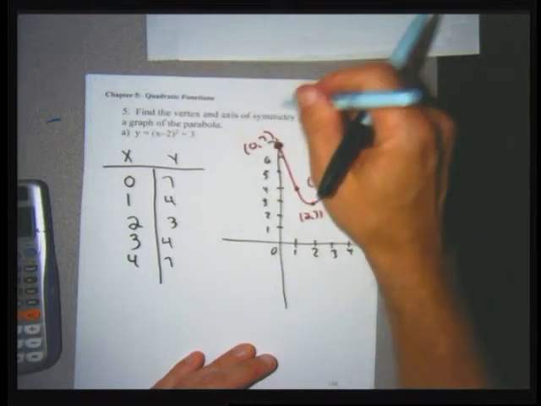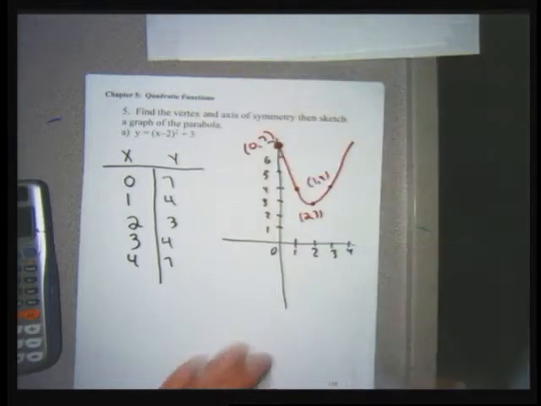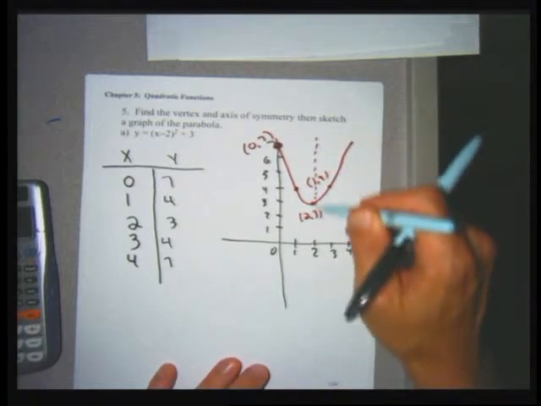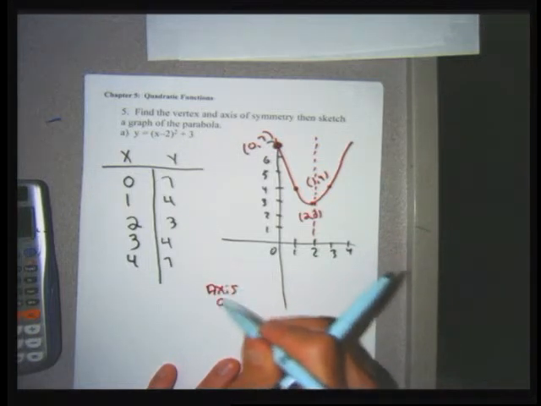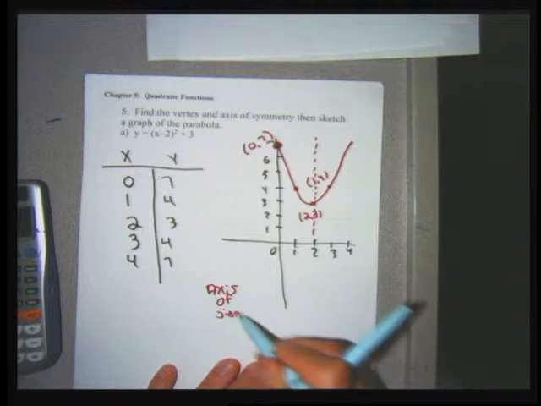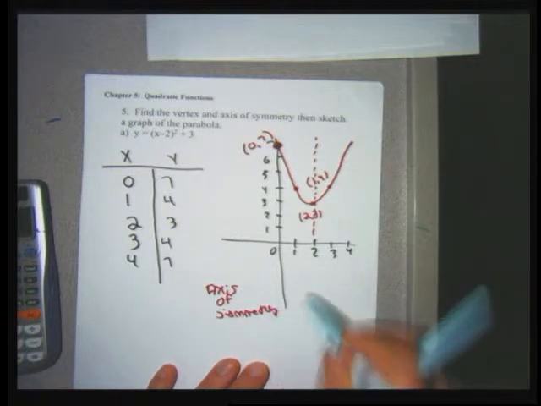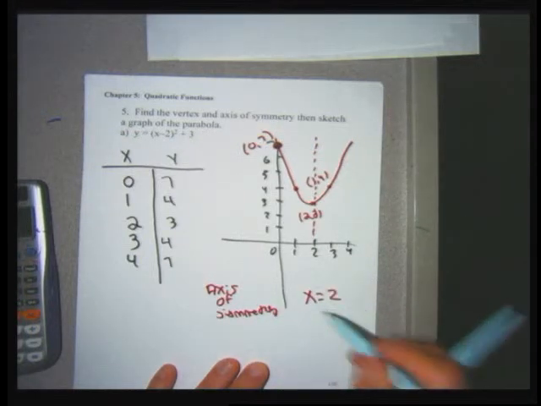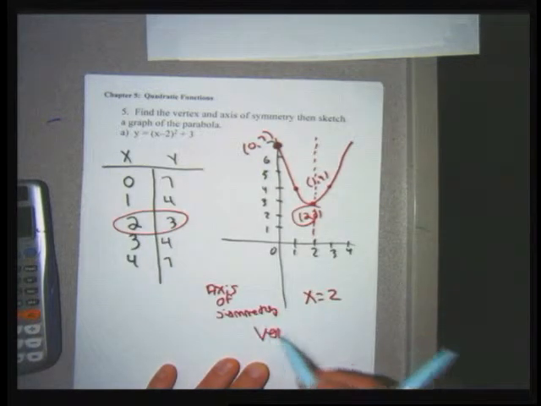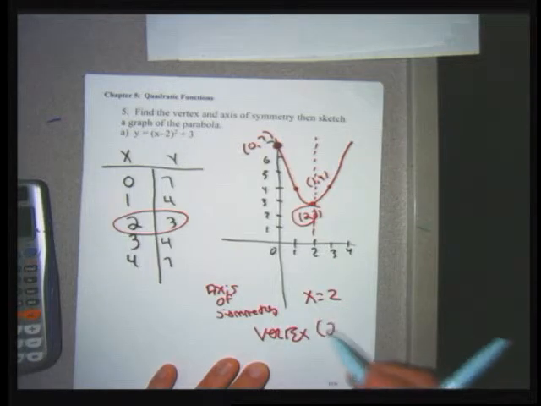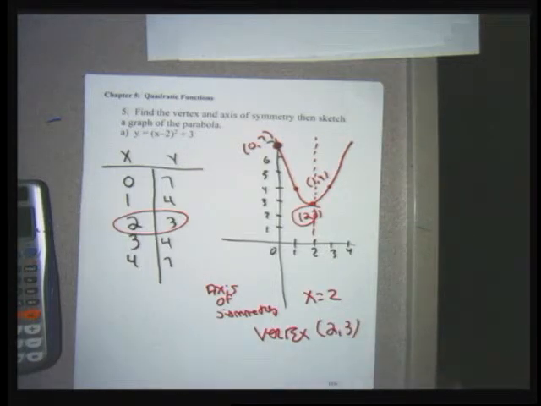So I've sketched a graph, but I haven't labeled the vertex or the axis of symmetry. The axis of symmetry always has the equation x equal the x coordinate of the vertex. So I'm going to get x equal to 2 for the axis of symmetry, and the vertex is always in the middle of my table. That's everything. Getting the y's by hand just takes too long, and it's not really a productive thing to do.